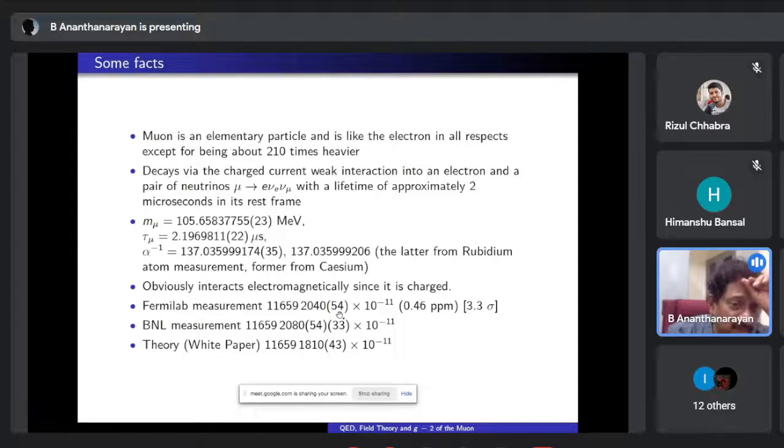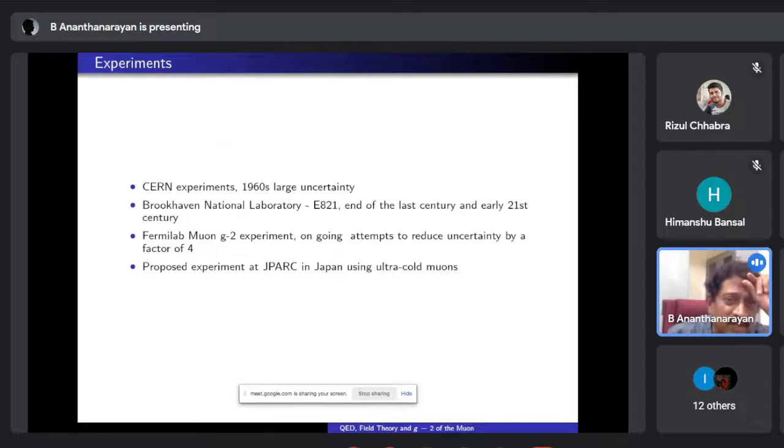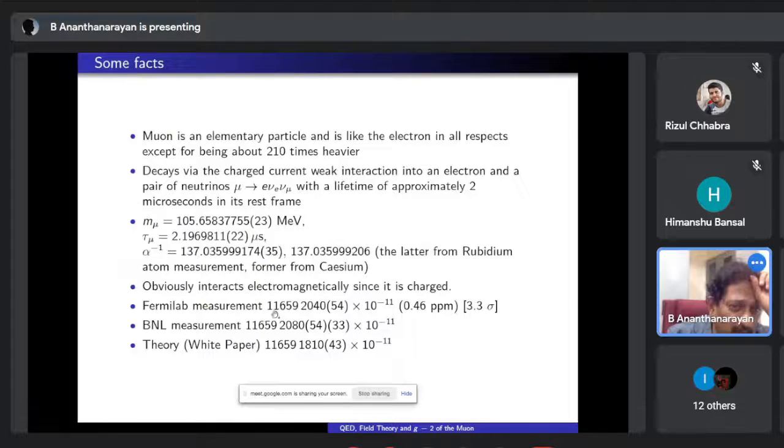Anyway, you can see that this particular number that I mentioned over here, 0.00116, is now measured to much, much higher accuracy over here. I've taken out this factor of 10 to the power of minus 11. 116592040. Look at the precision to which it is measured in the Fermilab experiment.